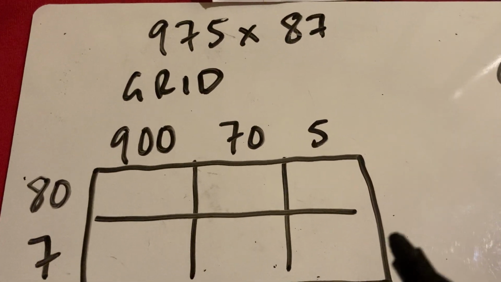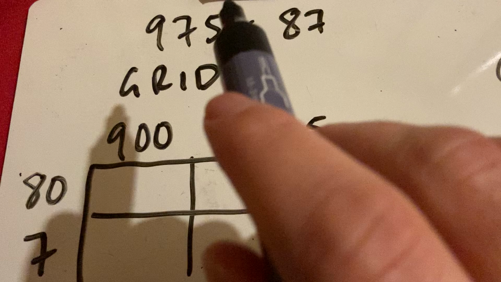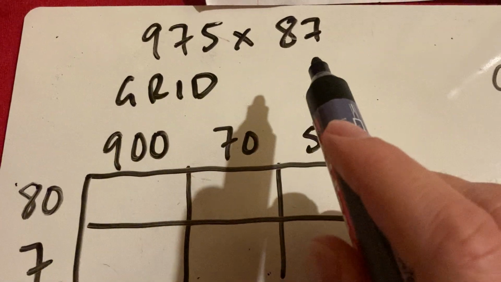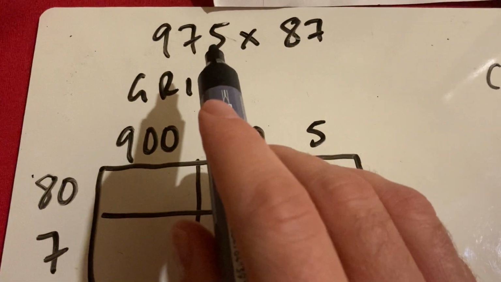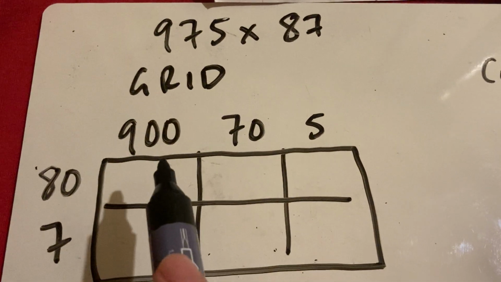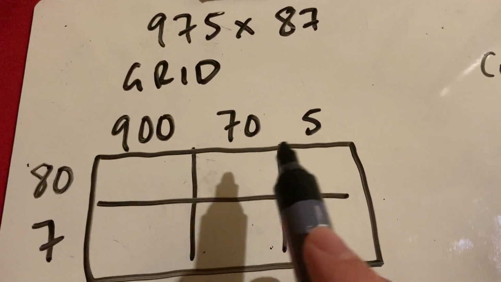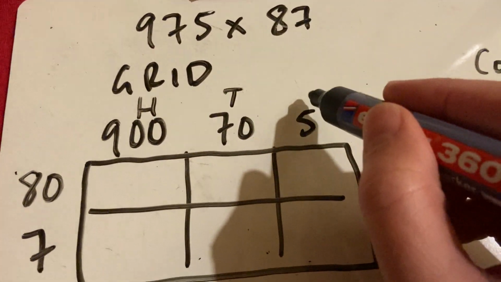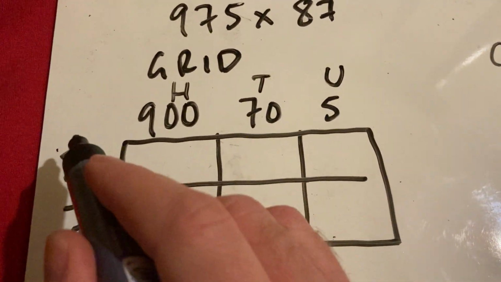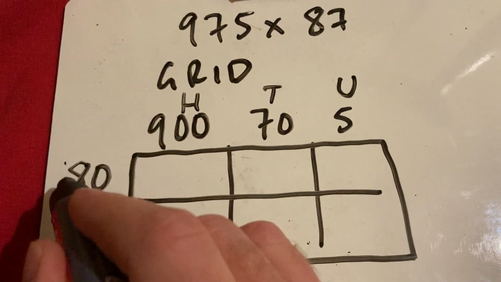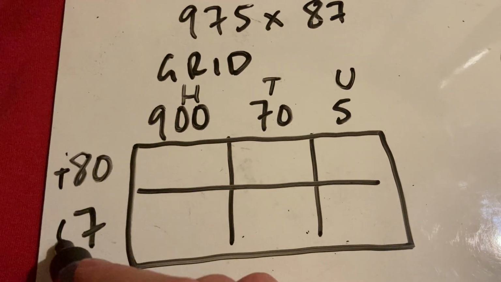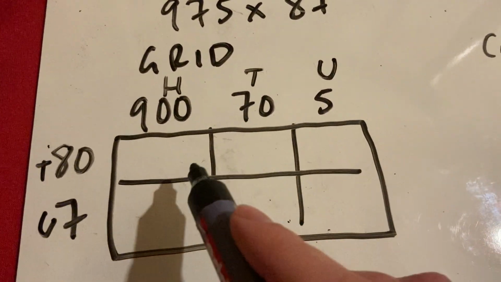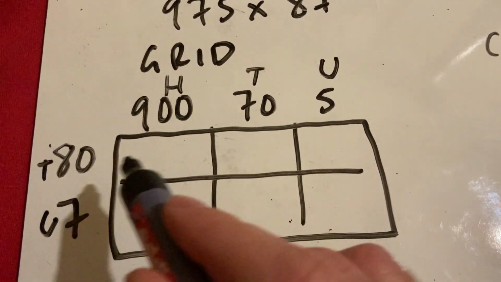We're doing a video on grid multiplication. We have 975 times 87 and we're going to break the 975 into its 900, its 70 and its 5. So that's its hundreds, its tens and its units. And we're going to do the same with 87. Break it up into its tens and its units. And we're going to multiply into this grid those sections.